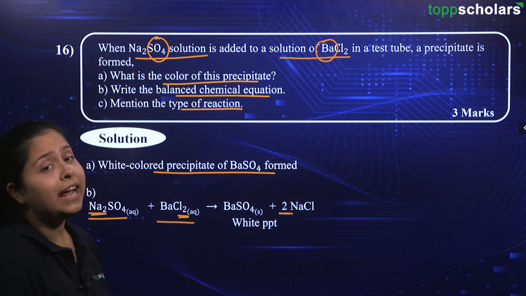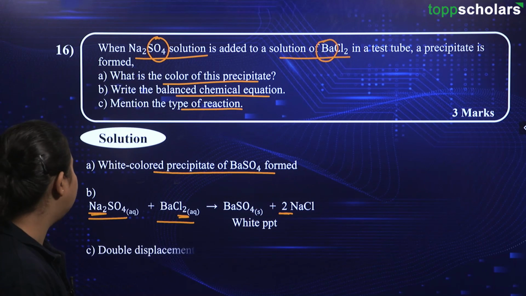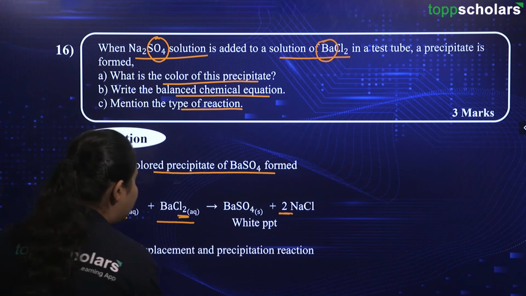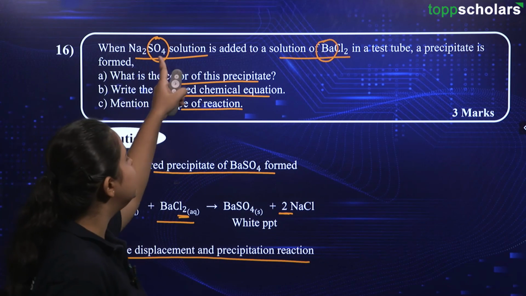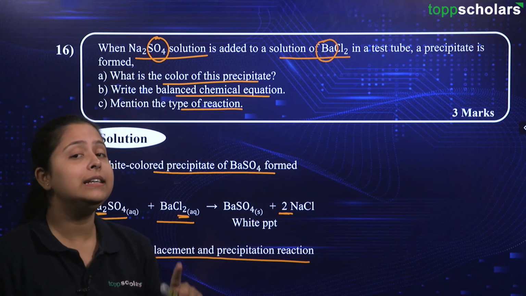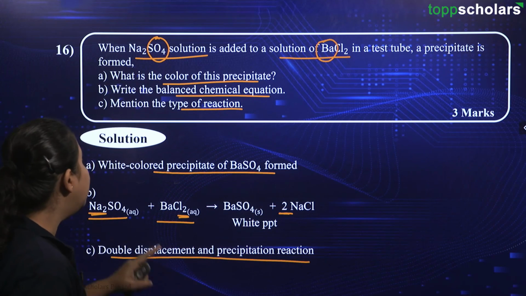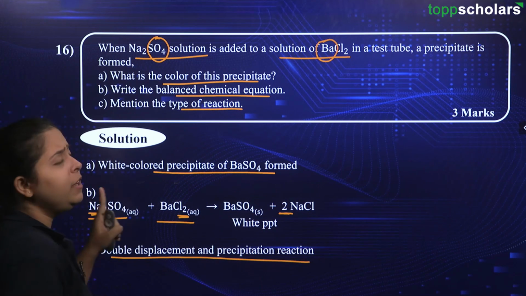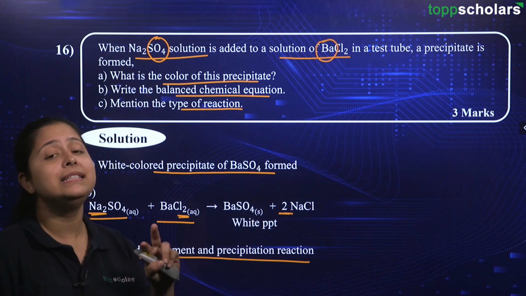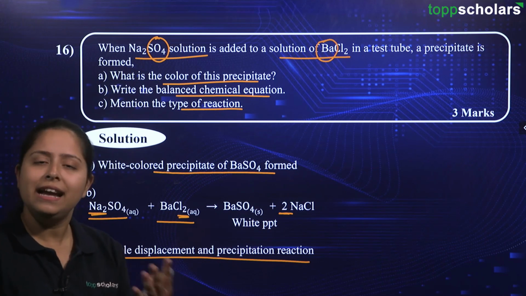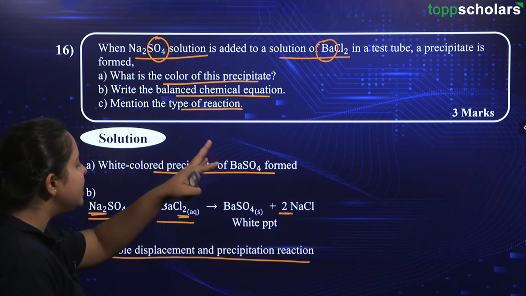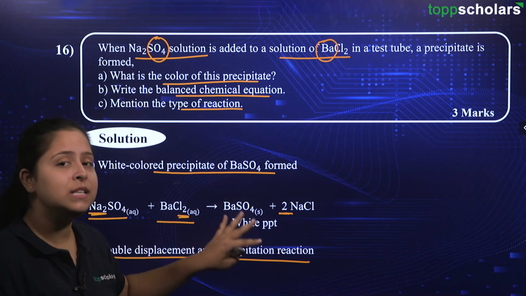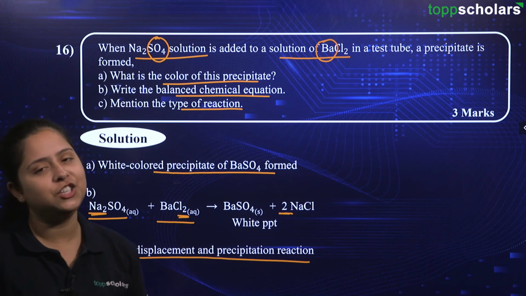Next is mention the type of reaction that we are talking about a lot. So this is double displacement and precipitation reaction. With respect to this BaSO4, we said that it is displacement reaction. But this displacement is also happening for Na and Cl. That means displacement has occurred twice. Hence we are saying that it is a double displacement reaction, and since BaSO4 precipitate is formed, it is a precipitation reaction as well.